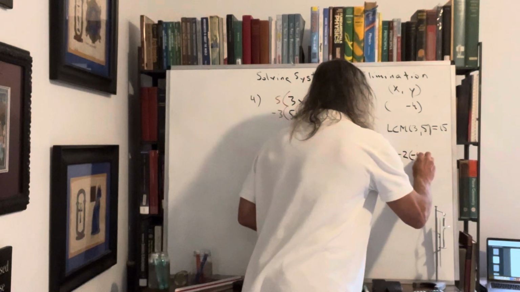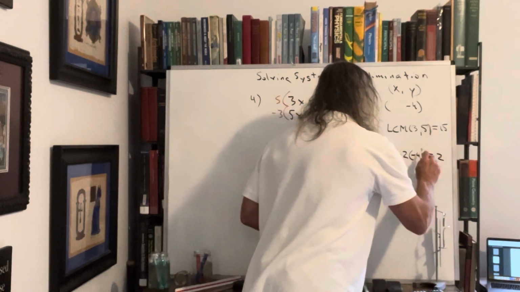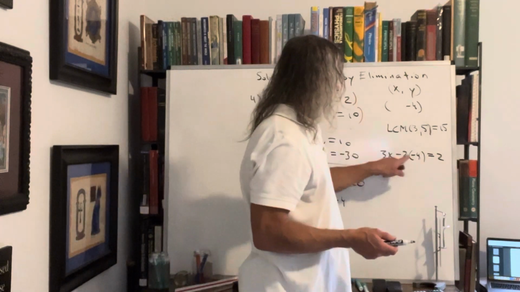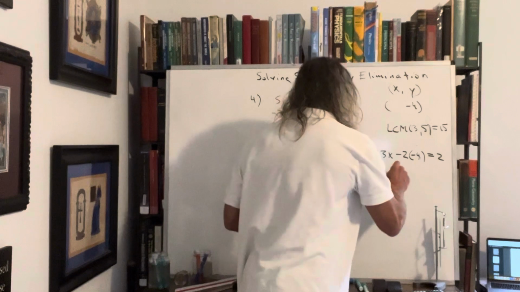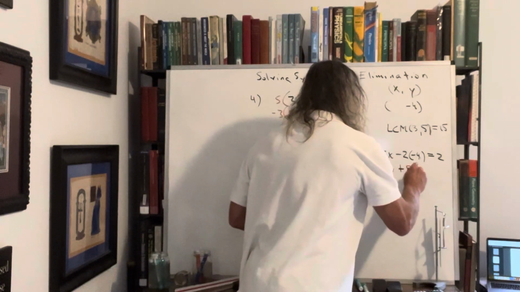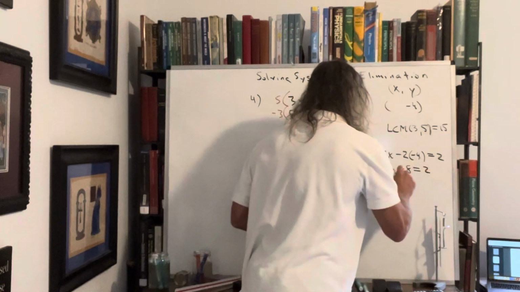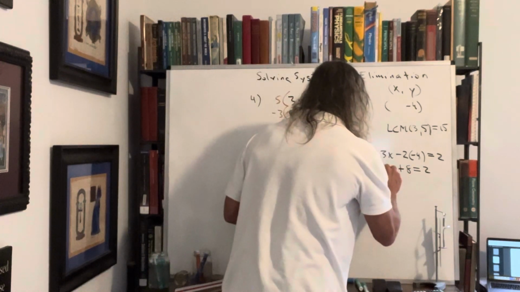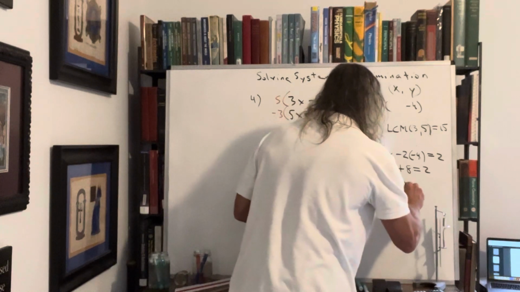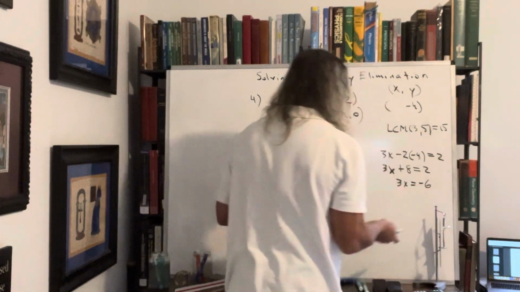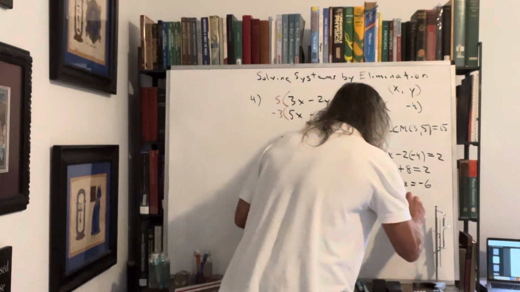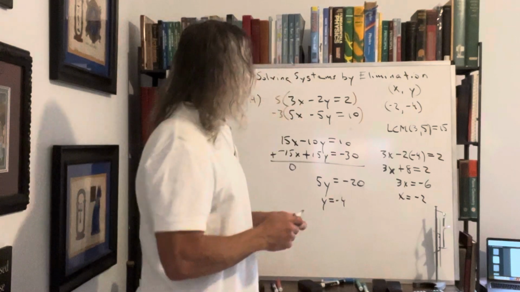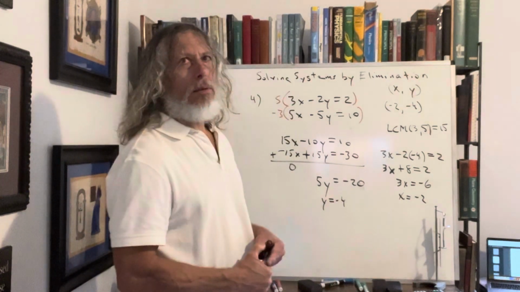Then, when we multiply these, negative 2 times negative 4, 3x plus 8 is 2, subtract 8, divide by 3, negative 2. Ta-da! Then we can make sure we're correct.